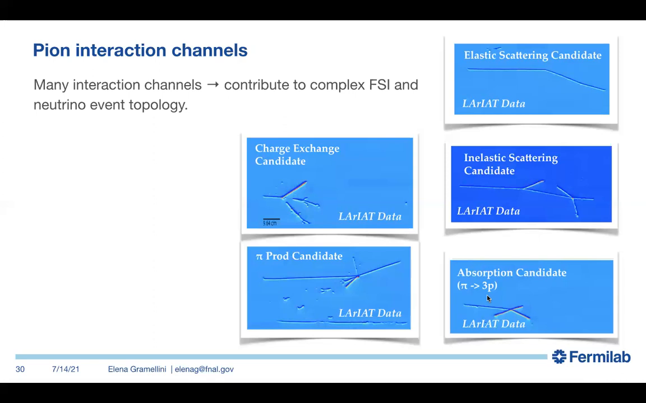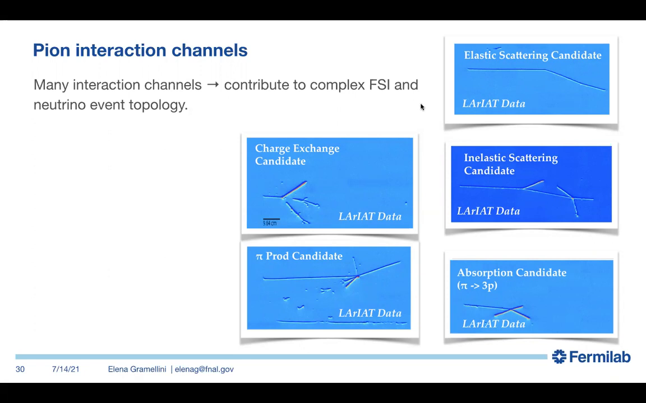You can have pion absorption with production of protons, which looks like this. There's a pion, and then 3 protons are coming out. And then you can have charge exchange, where you start with a pion of a certain charge, and you have production of a pi naught and the exchange with the nucleus, basically. Then you have the ejection of a pion of a different sign, and then pion production, where a bunch of pions are produced.